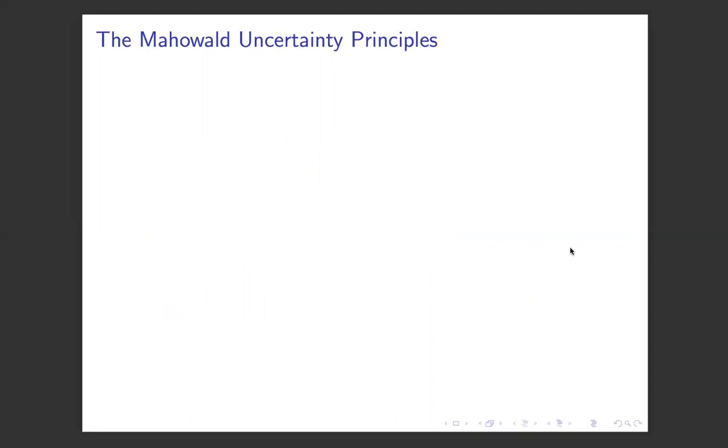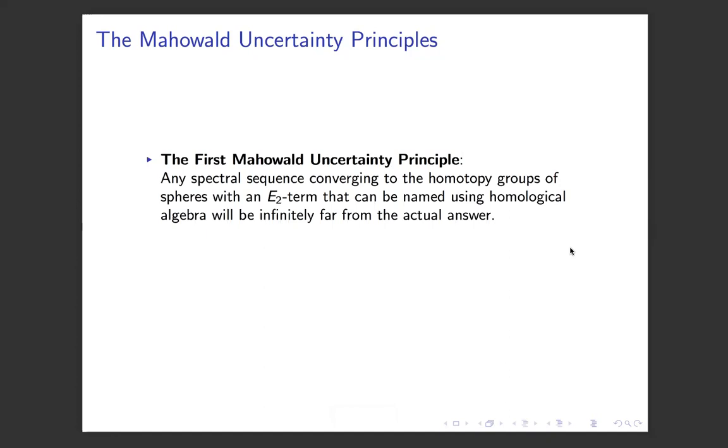So I think I should mention this in the beginning, to give you a taste of the field. This is usually referred to as the Mahowald uncertainty principles. The first Mahowald uncertainty principle was phrased by Doug Ravenel, which says that any spectral sequence converging to the homotopy groups of spheres with an E2 term that can be named using homological algebra, so Adams and Adams-Novikov are both examples like this, will be infinitely far from the actual answer.